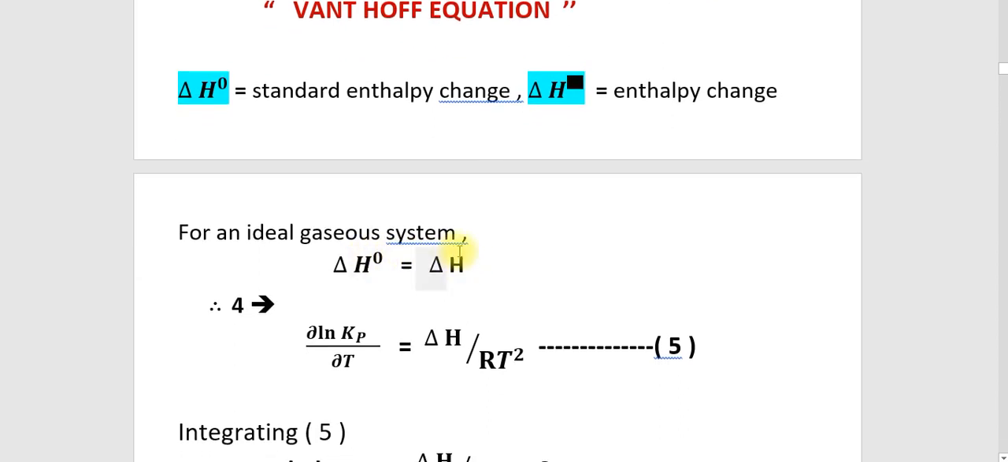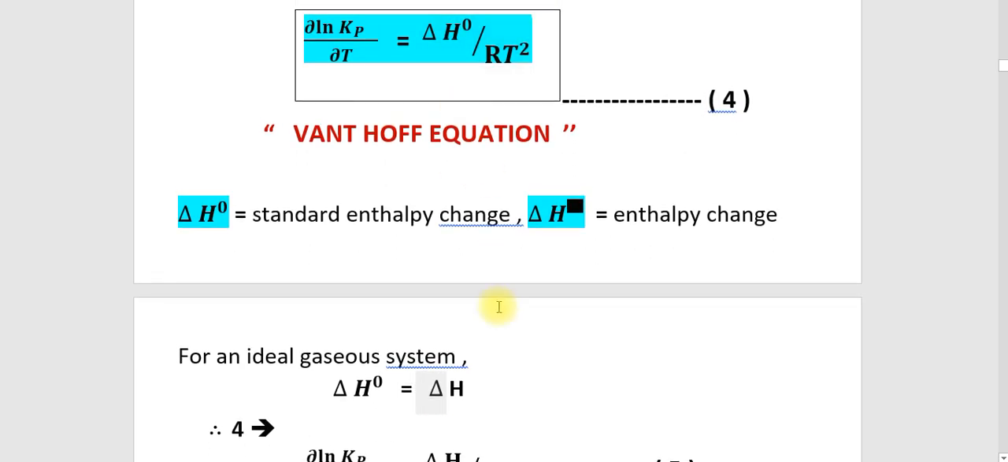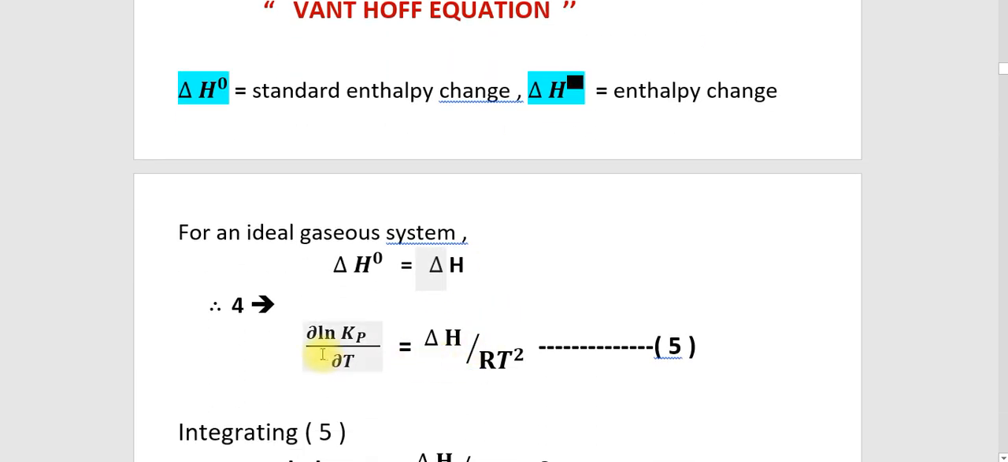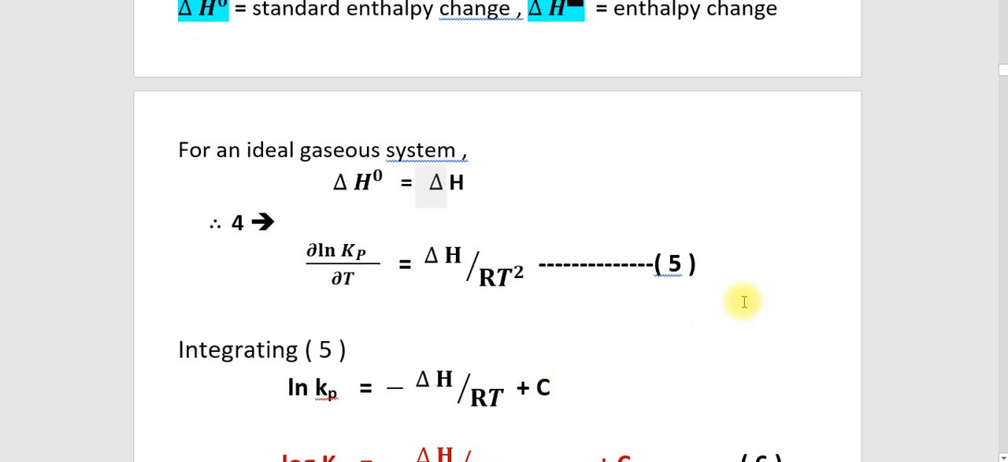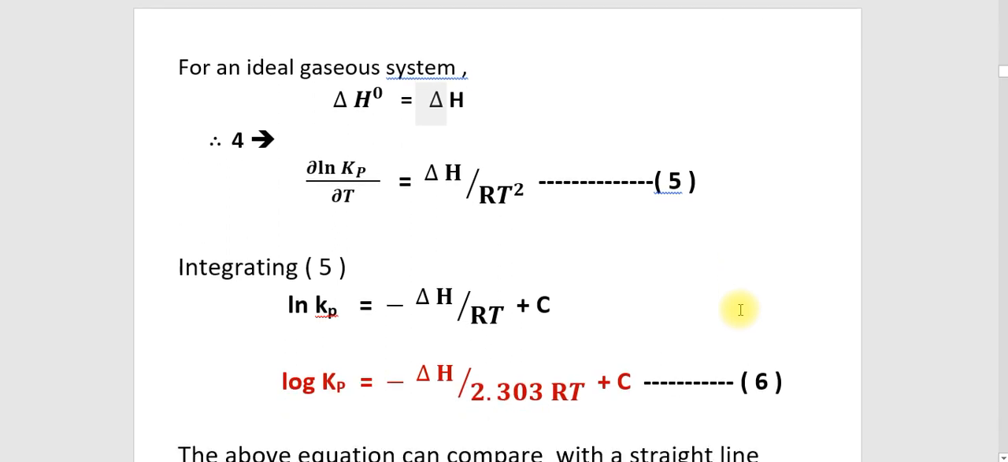For an ideal gaseous system, we know that delta H0 is equal to delta H. That means the standard enthalpy change will be equal to the enthalpy change. So equation 4 can be written as dou ln Kp by dou T equal to delta H by RT square, and it is given as equation number 5. Then integrating equation 5, you will get the equation directly. I am just writing it directly; the integration steps are not written out here.